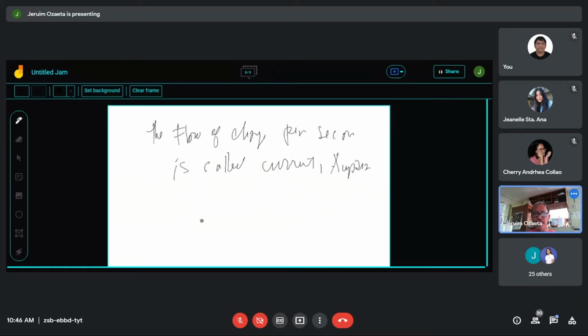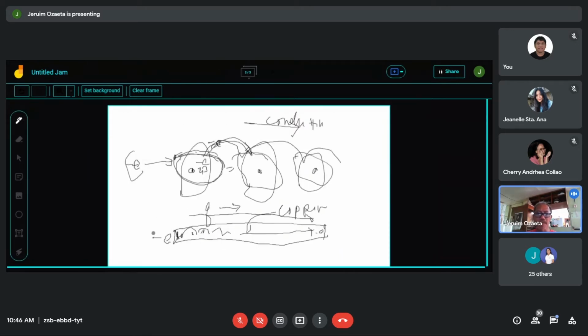Now, when is this flow possible? This flow is possible because in this case there is a potential difference. Take note, from here unto this end, there is a potential difference. Meaning to say, the potential here is higher, because there are more free electrons in this case here at this end than here.